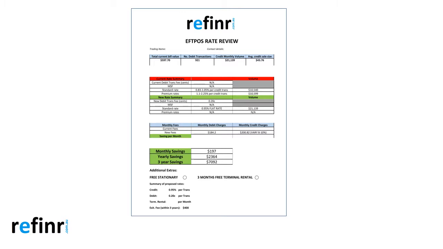Now you'll notice the red box, it says current rate summary. That's there just to highlight the customer's current rates. No matter what bank that's with, we can translate that into there. You'll notice that under number of debit trans, we've just put NA, and that's just because this customer actually ended up paying about the same, so we didn't bother to put that in.